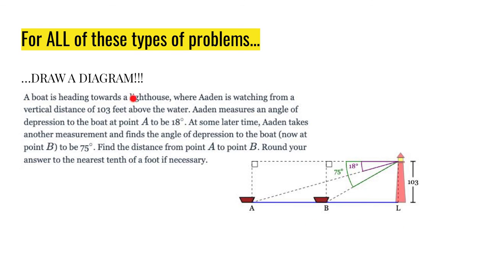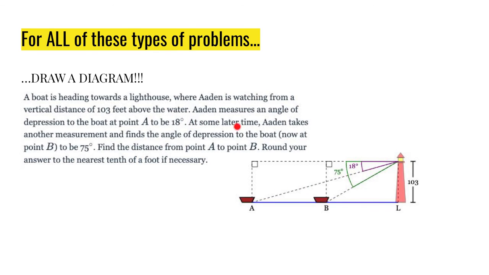A boat is heading toward a lighthouse where Aiden is watching from a vertical distance of 103 feet above the water. So his vertical distance is 103 feet. If you had labeled that somewhere else, you'd be wrong to begin with. So making sure that we're matching the diagram as we go is really important. Aiden measures an angle of depression to the boat at point A to be 18 degrees. You can see labeled in purple right here is his angle of depression to the boat at point A.